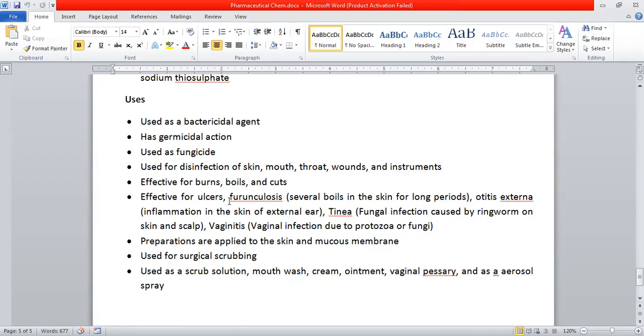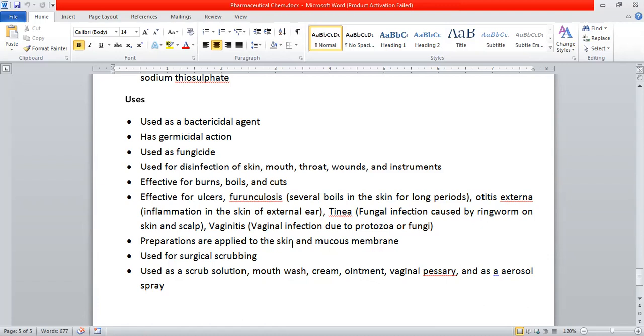It is effective for ulcers, furunculosis, that is several boils in the skin for longer periods. It is also effective in otitis externa, that is inflammation in the skin of external ear, tinea, that is fungal infection caused by ringworm on the skin and scalp. It is also effective in vaginitis, that is vaginal infection due to protozoan fungi.